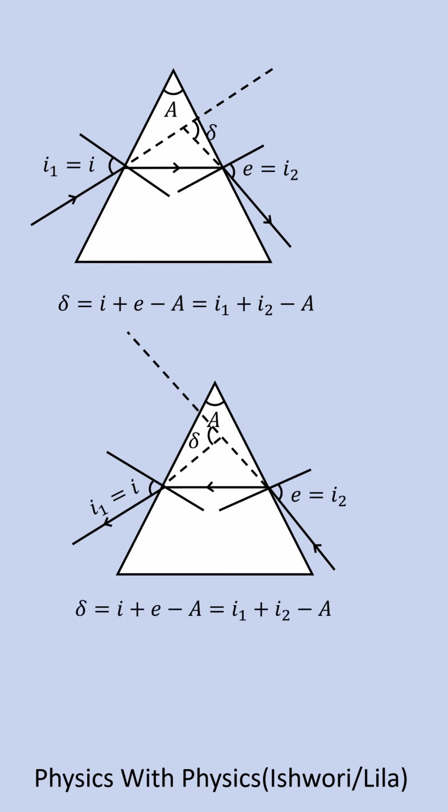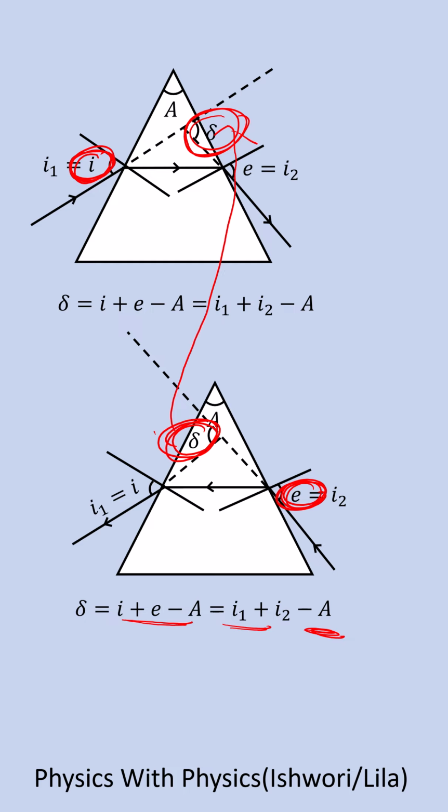In this case also, delta equals I plus E minus A, I1 plus I2 minus A. Thus, there are two angles of incidence. This is one angle of incidence, and this is one angle of incidence. But the value of deviation is the same for these two angles of incidence. That's why there are two angles of incidence for one deviation. Okay, now let's solve the problem.